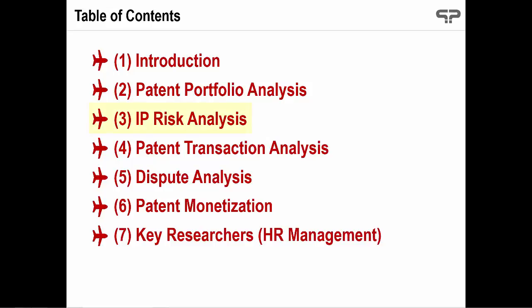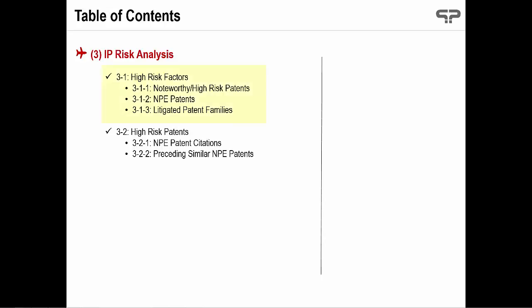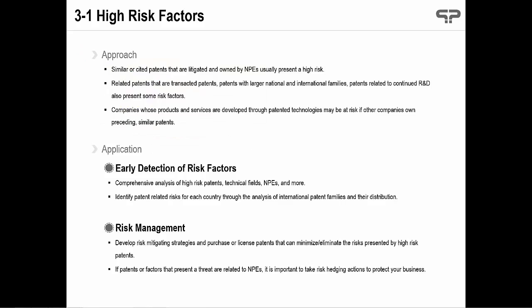PatentPia's Prometheus guide tutorials will be divided into 7 main sections. Section 3 covers IP risk analysis, and this tutorial will demonstrate how to identify and analyze high-risk factors. PatentPia's database allows users to use patent data to identify business risks.